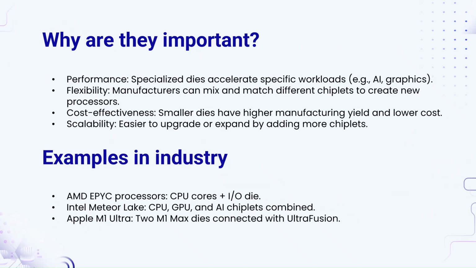So, why are heterogeneous multi-die chips important? There are a few reasons. Performance. Specialized dies accelerate specific workloads like AI or graphics. Flexibility. Manufacturers can mix and match different chiplets to create new processors. Cost effectiveness. Smaller dies have higher manufacturing yield and lower cost. Scalability. It is easier to upgrade or expand by adding more chiplets.